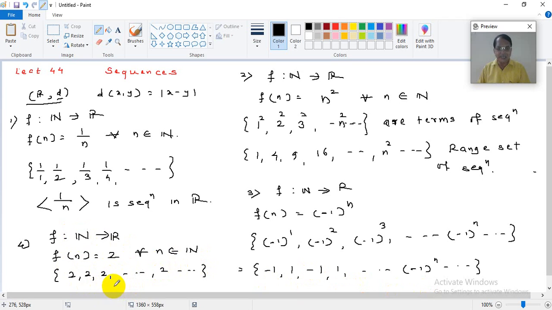So the range set of this sequence, when you talk about the fourth, will be just singleton 2. This will be a doubleton set. So I will go to the next slide and explain all this.